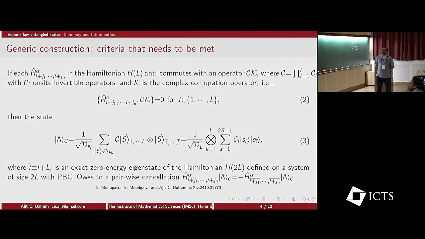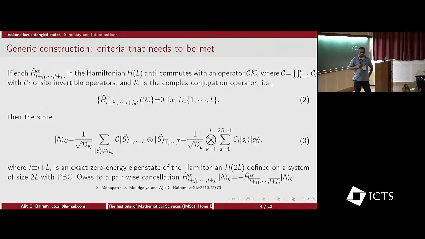Okay, so this is the main result. If each of the terms in the Hamiltonian anti-commutes with an operator, which I write as C times K, where K is the standard complex conjugation operator, and C is the product of on-site invertible operators. This is the main condition. So H should anti-commute with CK. Then what one can prove is that if you write down a state lambda C on a system of size 2L, so I started with a system of size L, I can now write an exact eigenstate in a system of size 2L, which is written in this complicated manner, then that would be an exact zero energy state of the Hamiltonian. That one can demonstrate. So here I bar is just I plus L. That's just my notation.